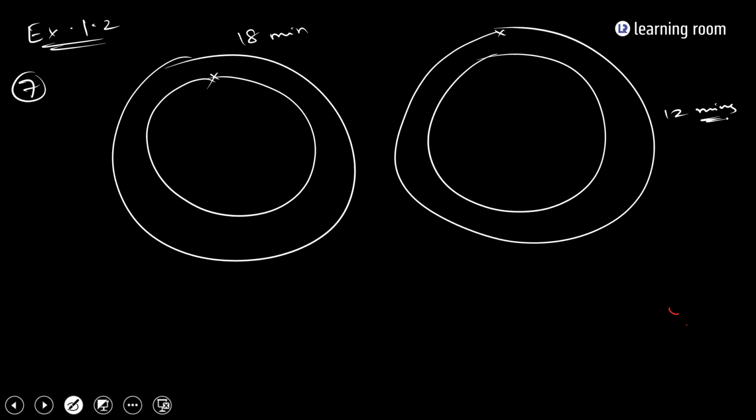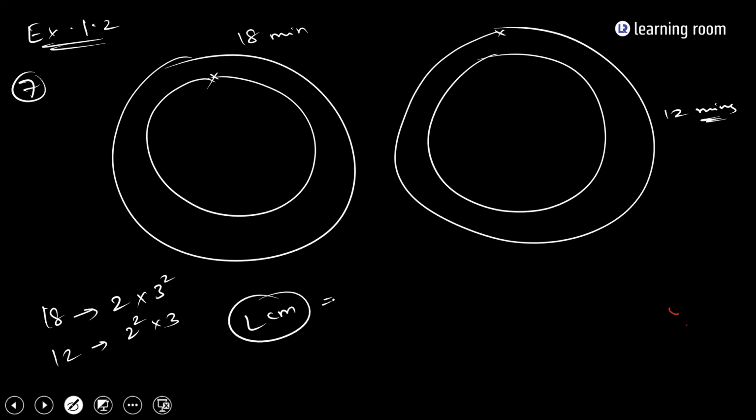36 minutes. So how did you do that? 18 is 2 into 3 square. 12 is 2 square into 3. So the LCM is 2 square into 3 square, so this is going to be 4 into 9, 36. The answer is going to be 36.